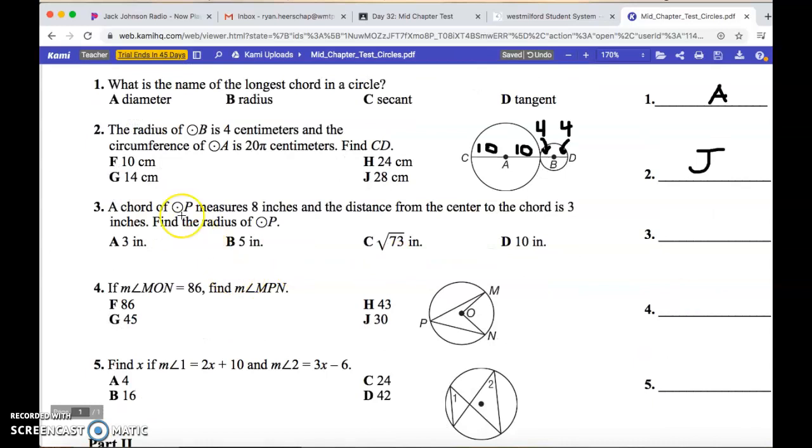Moving on. Chord for circle P measured 8 inches, and the distance from the center to the chord is 3 inches. So remember, this can be a horrible circle. If I've got a chord, let's see, 8 inches. Oops, not that. Let me erase this guy. I have to make this a little bit bigger. So say your chord is over here. You've got your center. That's going to be 3. So if you got 3 here, the chord measures 8 inches.